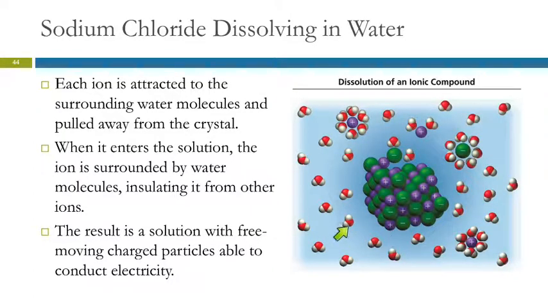The result is, in a saltwater solution, we have sodium ions and chloride ions that are free to move through the solution. That allows that solution to conduct electricity. Electricity is the flow of electrons. In order to conduct electricity, you have to have charged particles that can move those electrons back and forth.